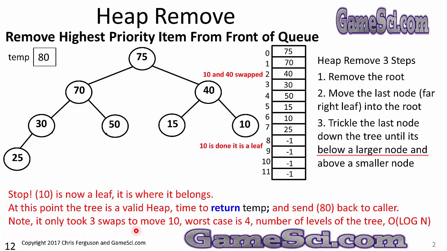Note, it took 3 swaps to move 10. Worst case in this tree would be 4, the number of levels of the tree. This is an order of log n algorithm. I had to swap 10 1, 2, 3 times. The worst case on a 4-level tree would be 1, 2, 3, 4 swaps. This is clearly an order of log n algorithm. The maximum number of swaps you'd have to do is the number of levels of the tree.